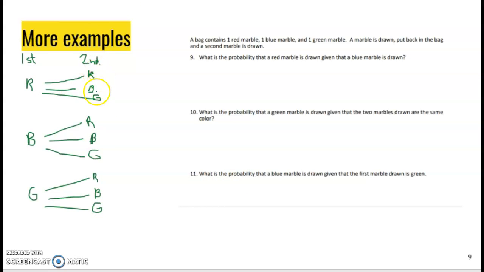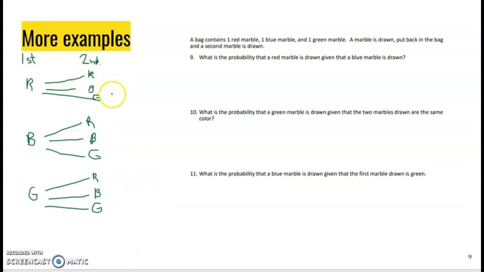So they're independent of each other. Each draw is independent, so finding the probability of each event occurring is independent because we are putting the marble back. So I can get all three outcomes again on the second draw.